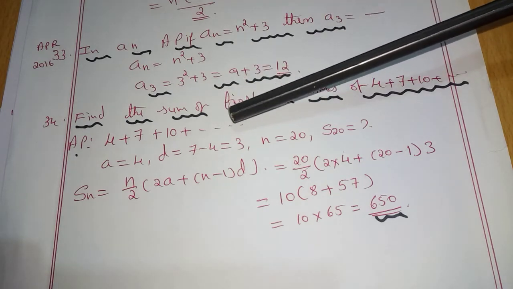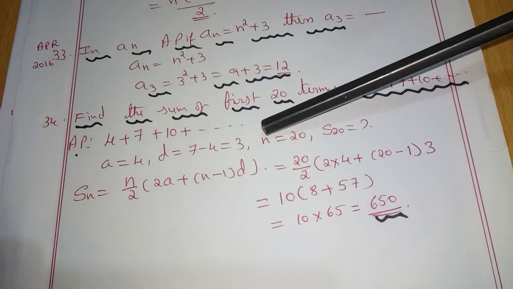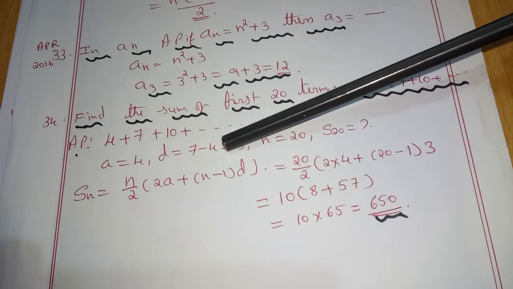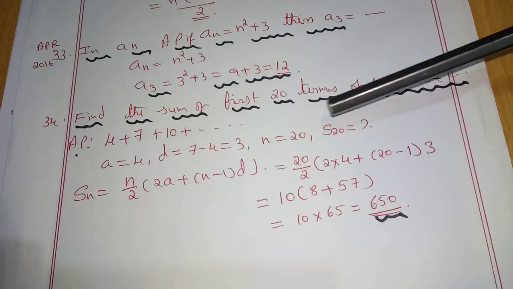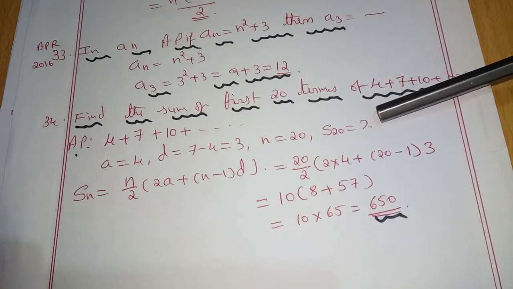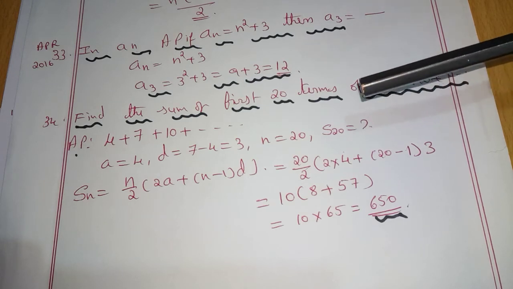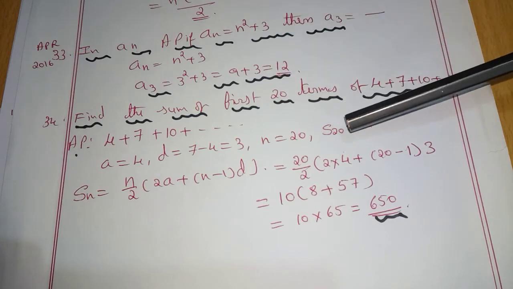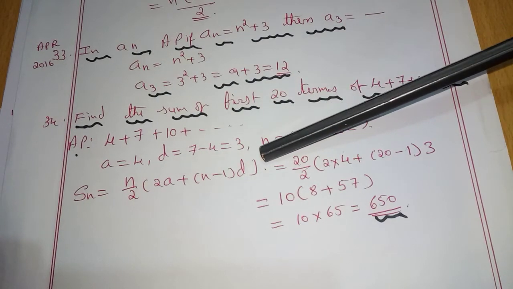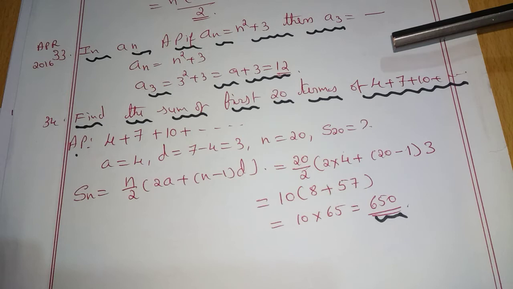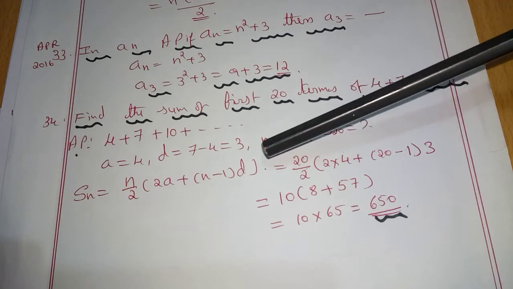Everyone completed AP? How much A value? 4. D value? 3. N is equal to 20. What you have to find? S20 means Sn formula. Write Sn formula. N by 2 into 2A plus N minus 1 into D.